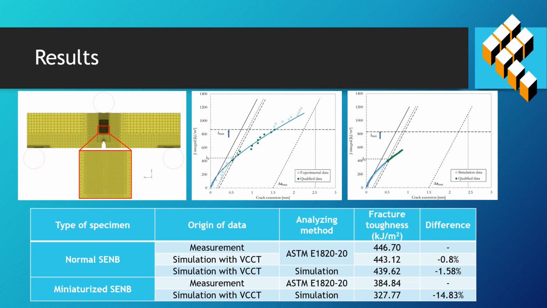In case of the miniaturized SENB, the value of fracture toughness is not valid based on the standard, therefore the differences are higher between the normal and the miniaturized SENB results.